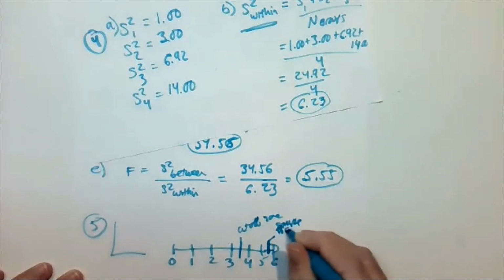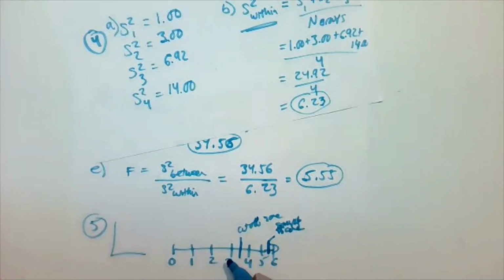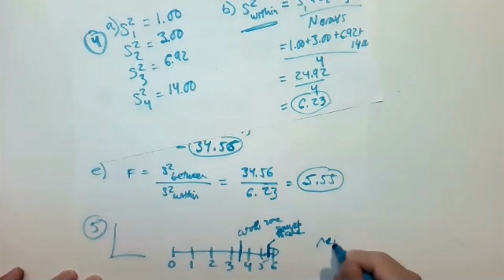This is our sample score. We can see our sample score is more extreme than our cutoff score. It's further in the tails than our cutoff score. And so we can reject our null hypothesis, which means that our results are statistically significant.